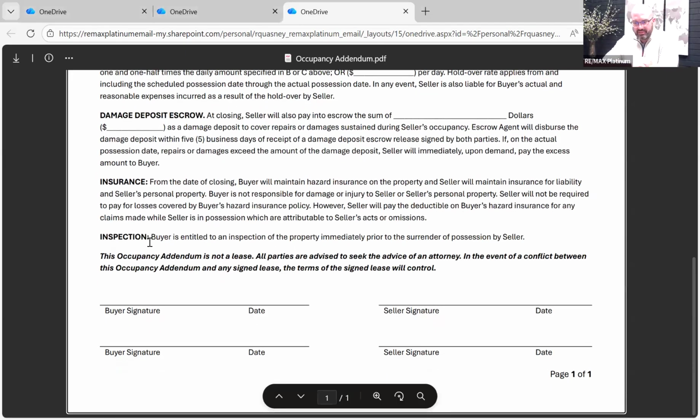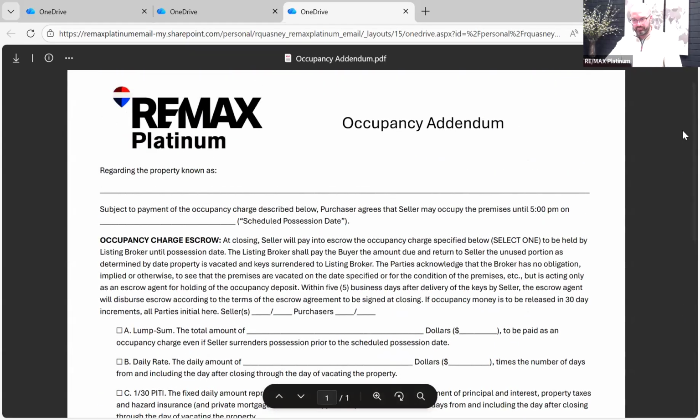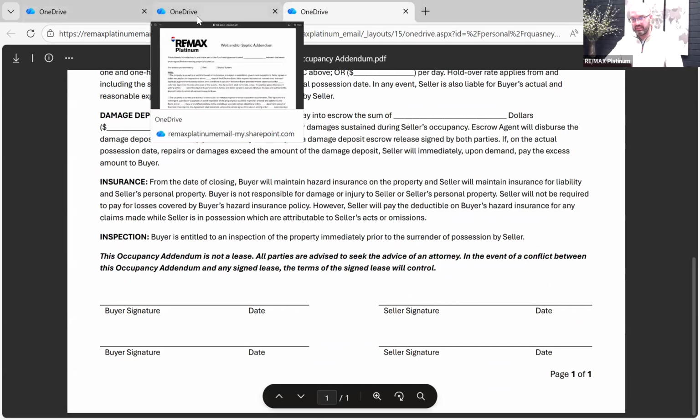All right, this occupancy addendum is not a lease. All parties are advised to seek the advice of an attorney. In the event of a conflict between this occupancy addendum and any signed lease, the terms of the signed lease will control. Trying to cover ourselves there a little bit. So we have buyer signature, or purchaser, and seller's signature. So yeah, that's it for the occupancy addendum.